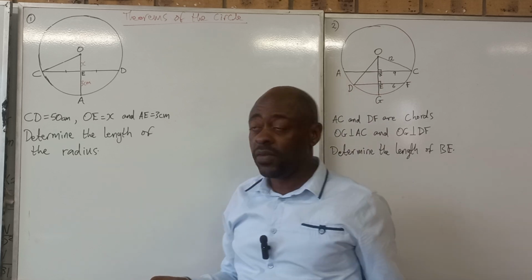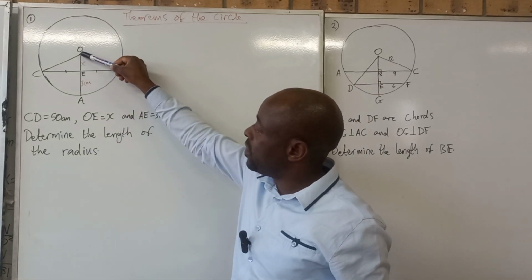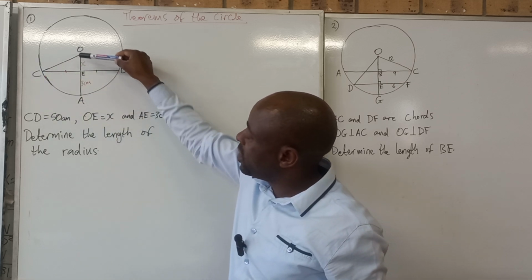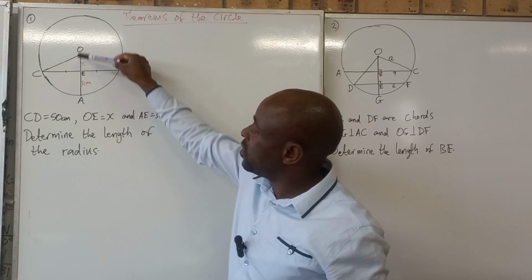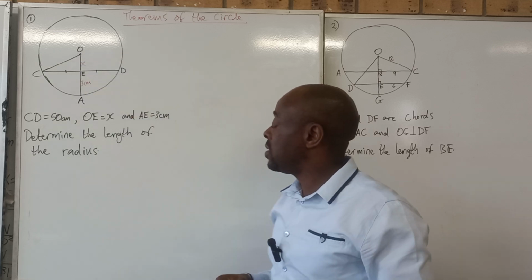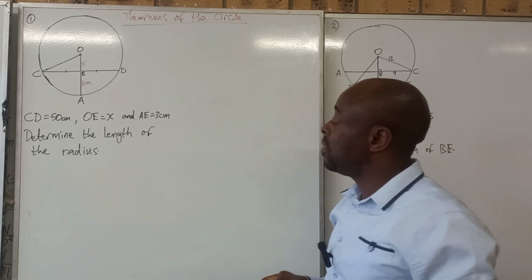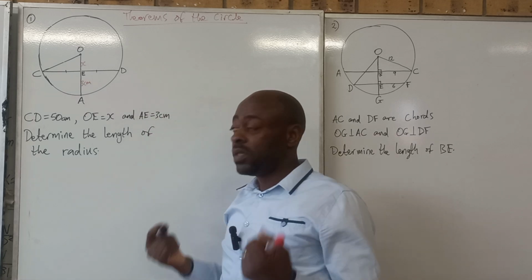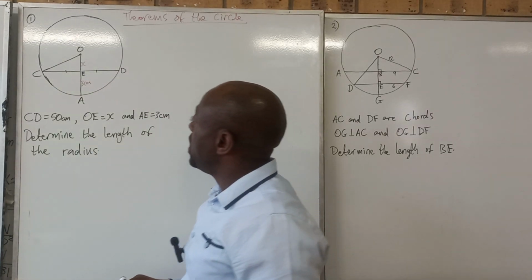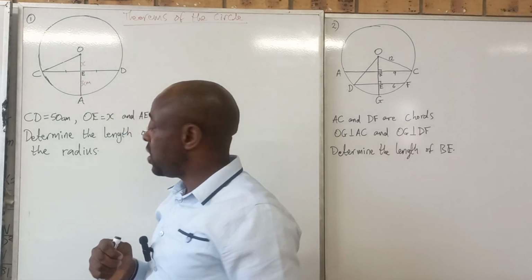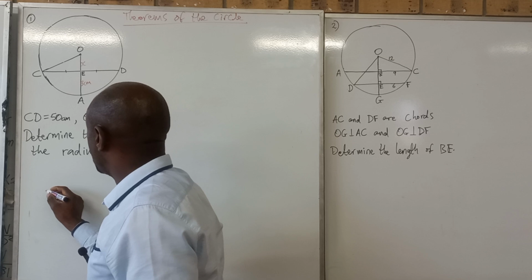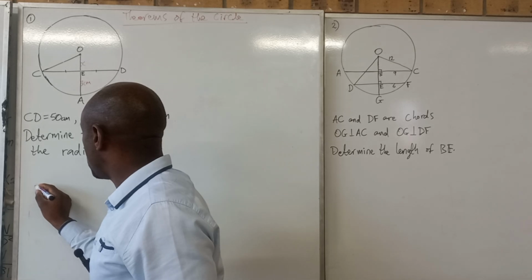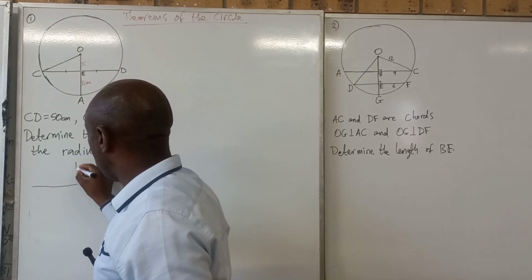The radius, by definition, is any distance from the center of the circle to the circumference. So OC is the radius, as well as OB, as well as OA. We need to know the length of the radius. Whatever you do here, don't forget the Pythagoras theorem must step in. To get the length of the radius, I need to extract a triangle from that diagram. The triangle I'll be extracting is OCE.